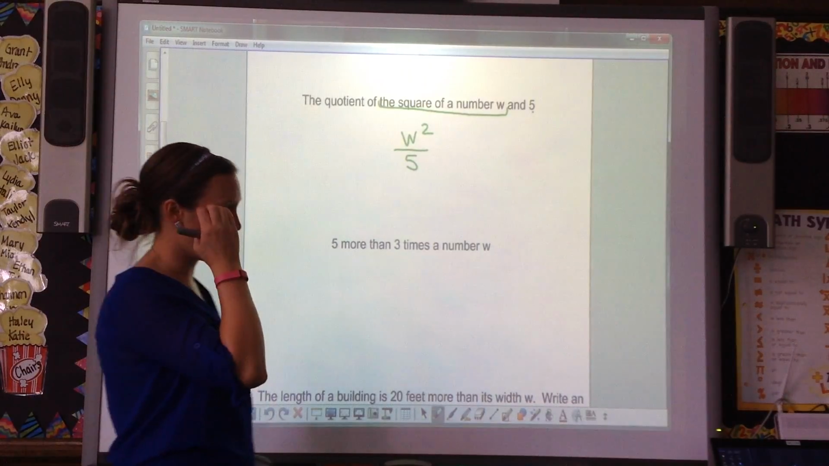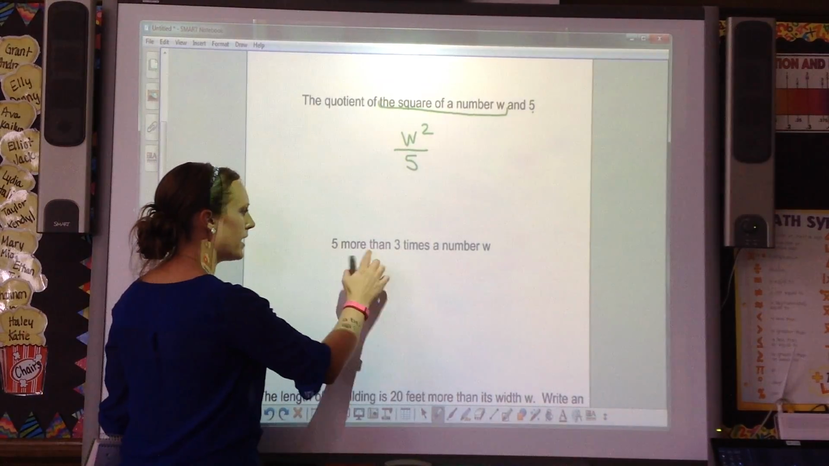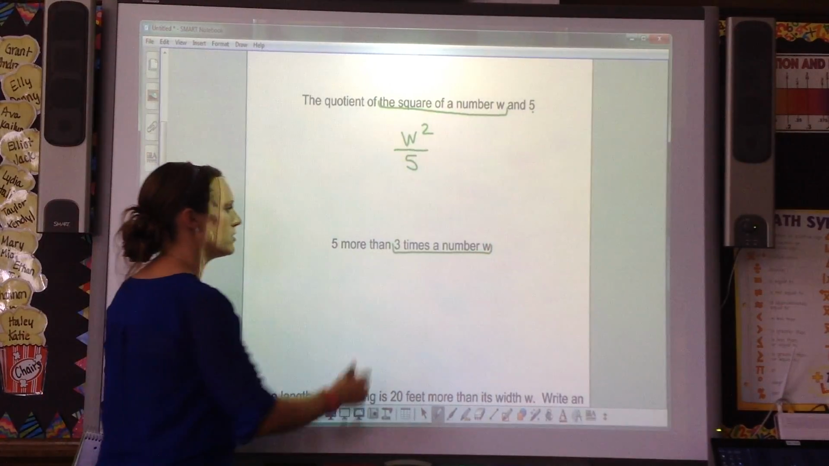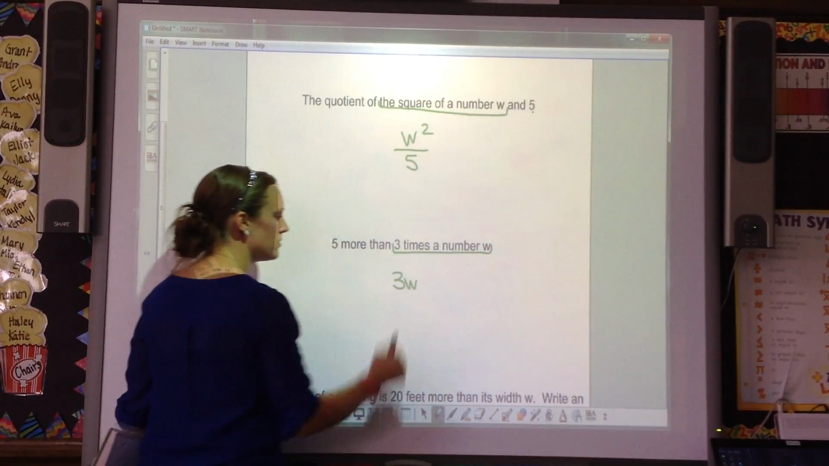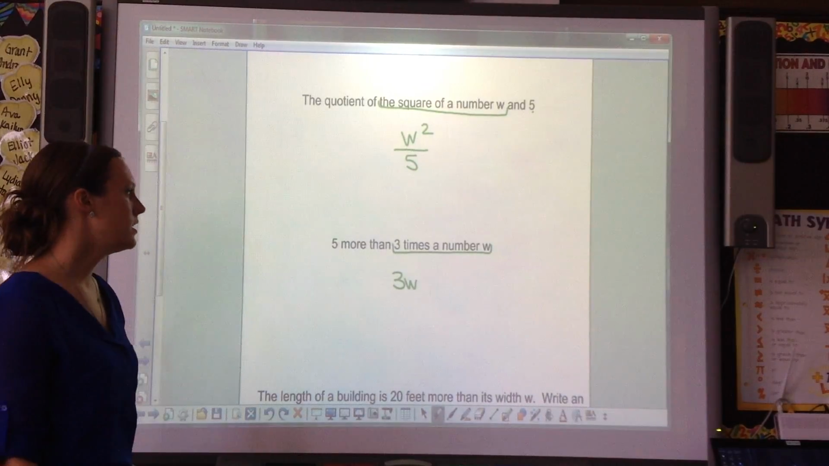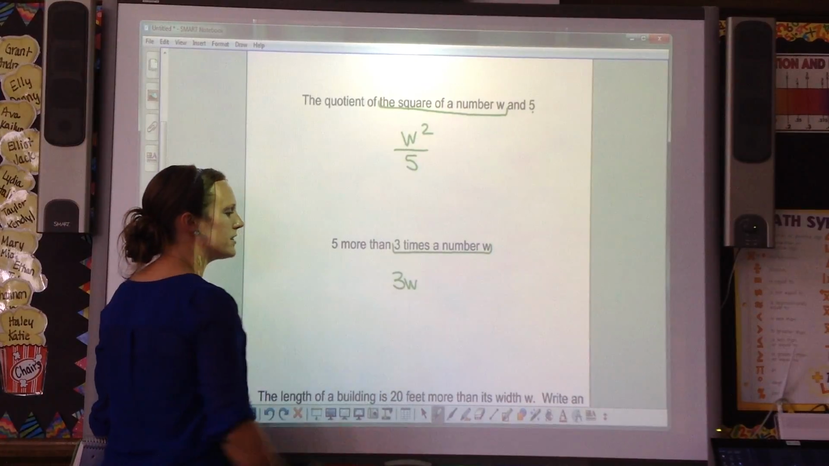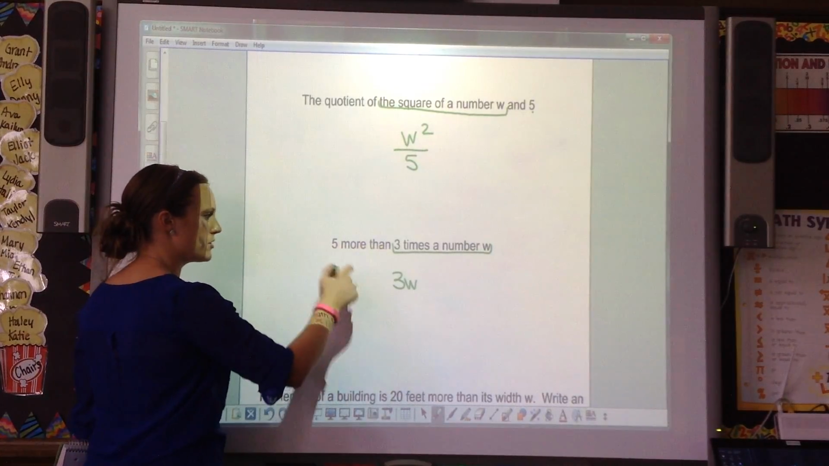5 more than 3 times the number w. Again, try to find that quantity. We're adding 5 to this. 3 times the number w, 3w, times means multiply. 5 more than. So usually we would do 5 plus this quantity, but this is a switch word, so I'm going to switch the order.